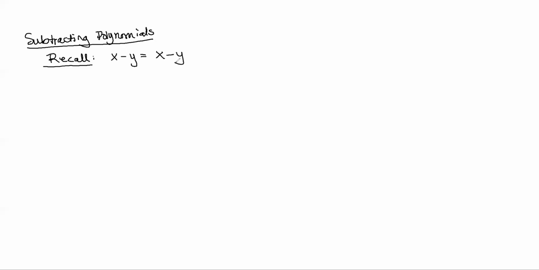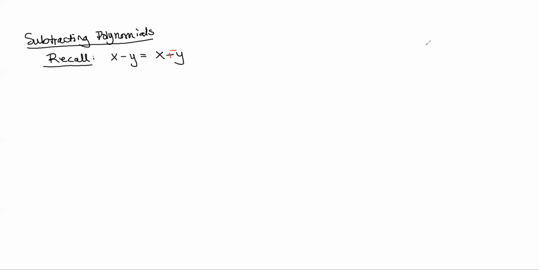Subtracting polynomials is almost exactly the same. We're just going to have one extra step, and this is going to be really similar to what we saw way back in chapter 1 when we were adding or subtracting integers. So if you recall, when we're looking at integers, when we have subtraction, so let's just say x minus y, this is the same thing as adding the opposite. So remember, we can change this to, I'm going to rewrite x minus y. This is the same thing as adding the opposite, so x plus negative y.